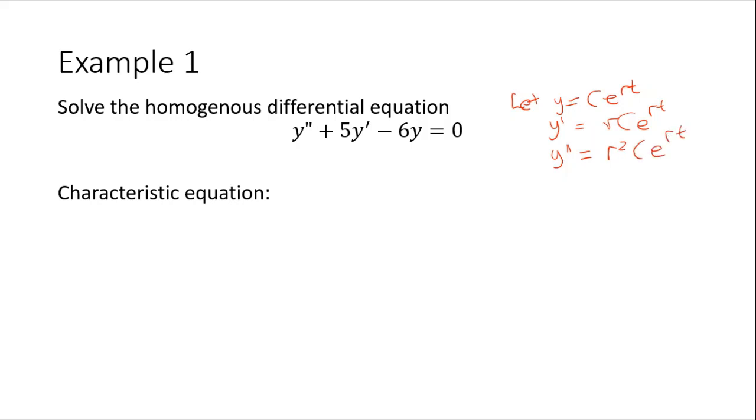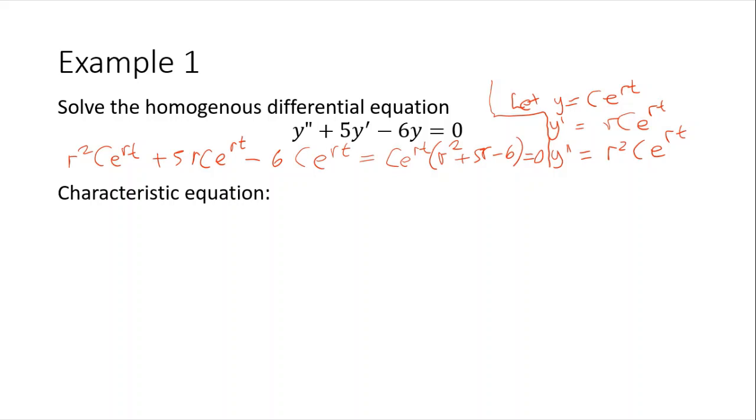If we substitute, we will get r square C e to the power of rt, plus 5 r C e to the power of rt, minus 6 C e to the power of rt, and this is supposed to be equal to 0. Of course we can take out the C e to the power of rt, and what's remaining is r square plus 5r minus 6 equal to 0.